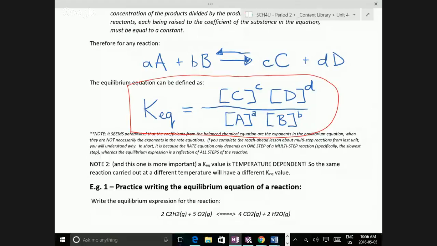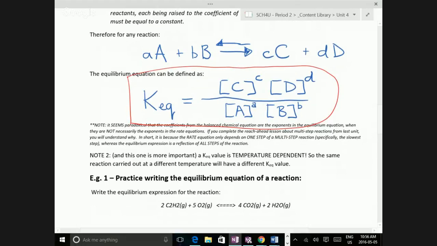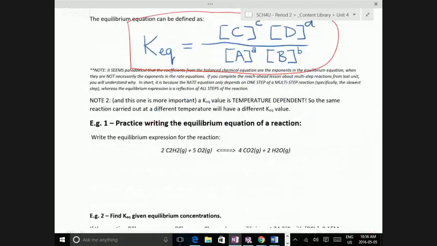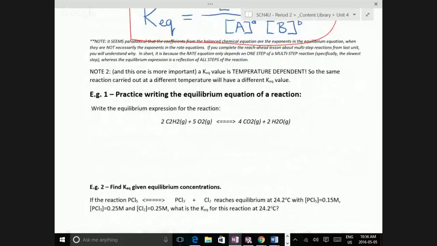With that in mind, we're going to look at a reaction that happens in a gaseous state. Down below, example 1. I understand that talking about concentrations of gases is a little bit flimsy, but just bear with me. I want you to write the KEQ equation for this reaction, where C2H2 reacts with 5O2 to give us 4 CO2 and 2 water. All right, so go ahead and write the equilibrium equation for that reaction.